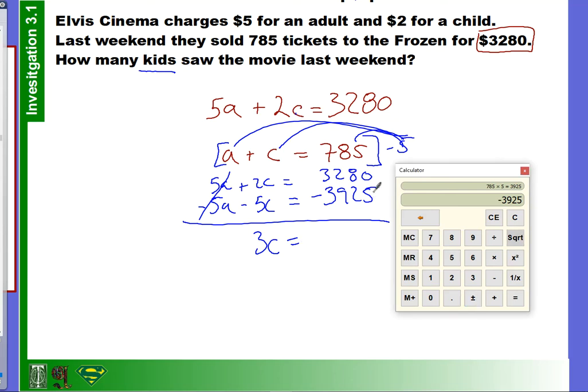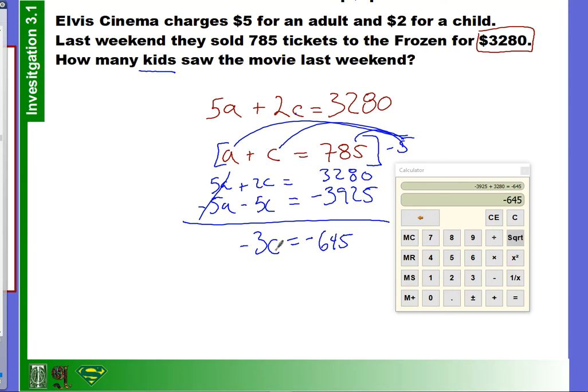So we have this negative, and we're going to add the original amount that we earned. So we're going to add to it 3,280, and I get a total of negative 645. And right now you should see something's not quite right, so I'm going to go back. Oh, here's what I made a mistake in. 2c minus 5c, that's a negative 3c.